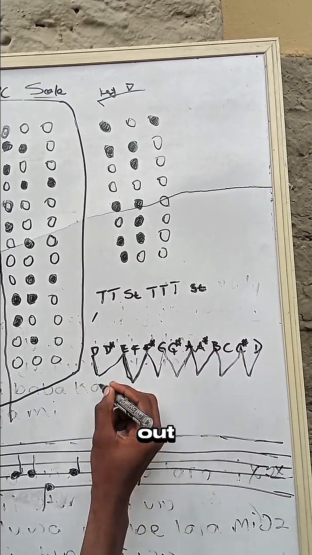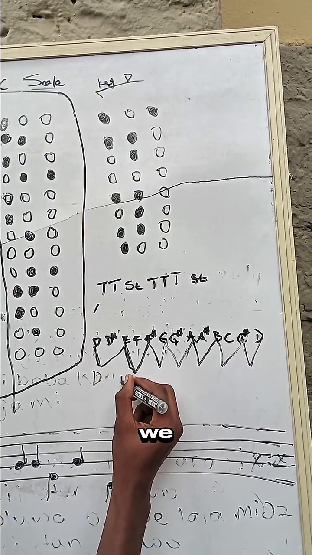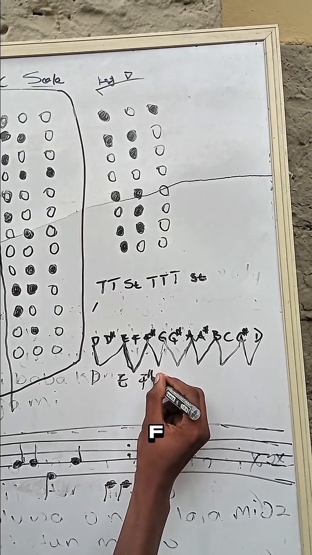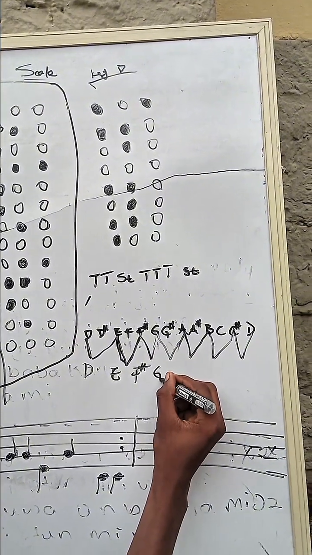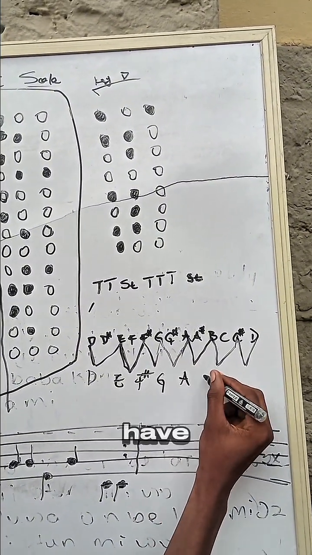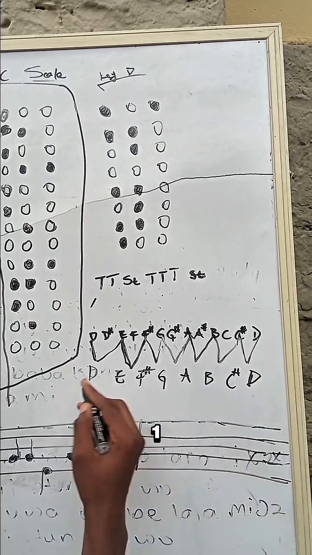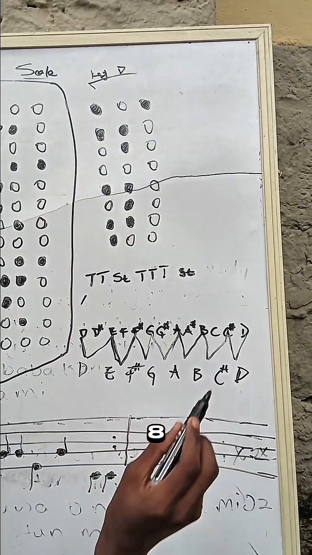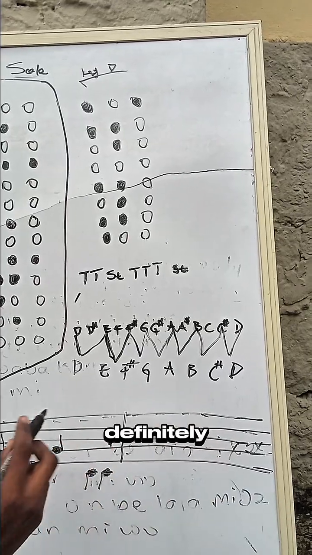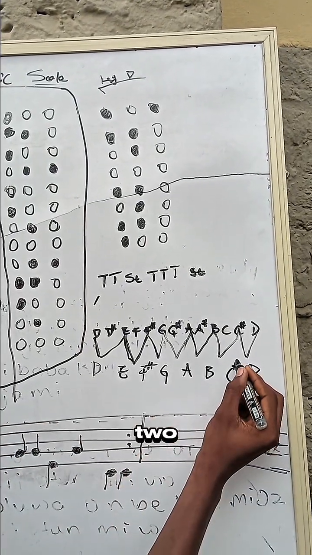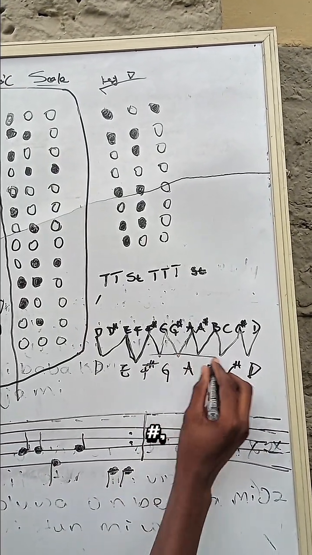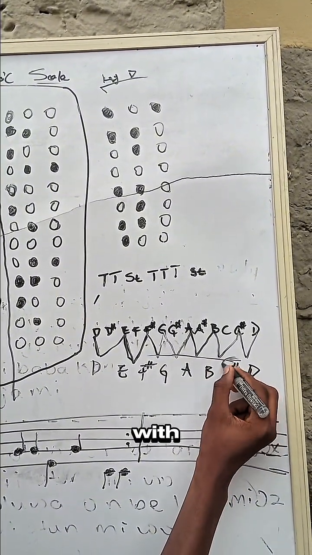So we now write out the notes. We have D, E, F sharp, G, A, B, C sharp, and D. 1, 2, 3, 4, 5, 6, 7, 8. So that's correct. So definitely our key D has two sharps. It has two notes with sharps.